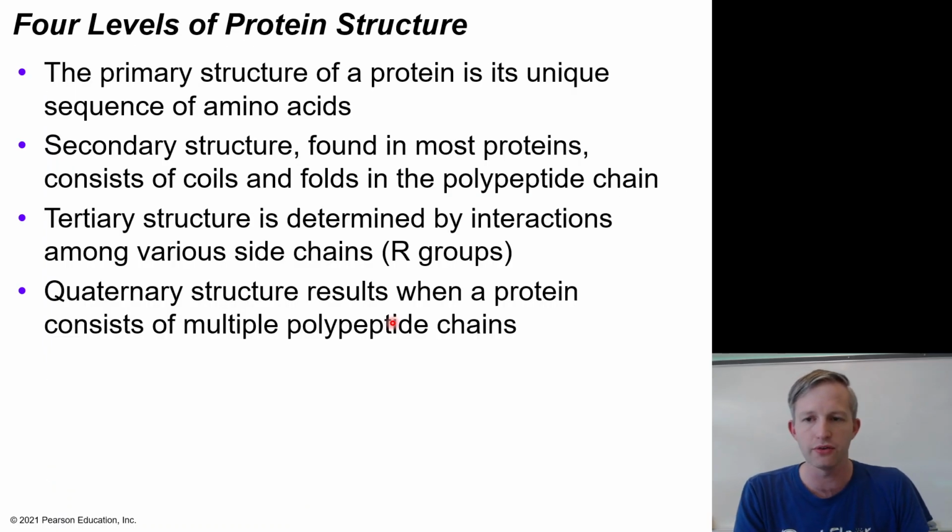But there's 4 levels of this, and these are all happening simultaneously on top of each other. It is not like a series of events or anything like that. It's not a step-by-step process. It's just 4 different types of interactions all at the same time producing the structure of a protein.